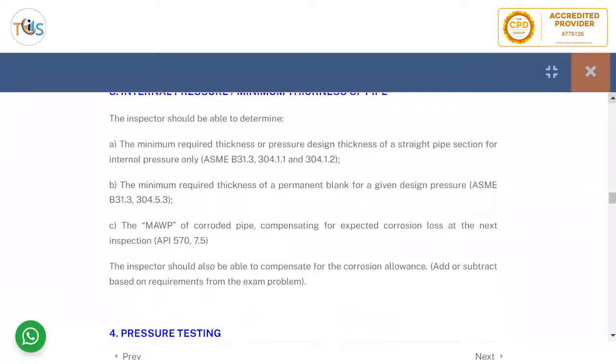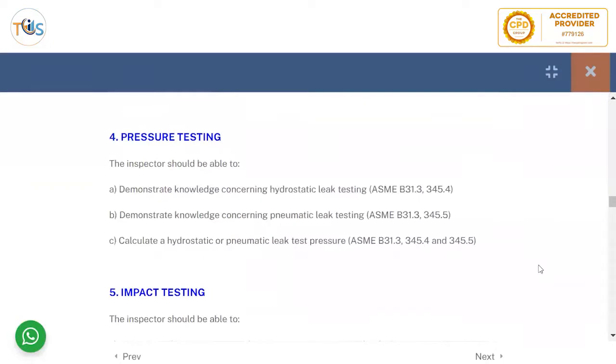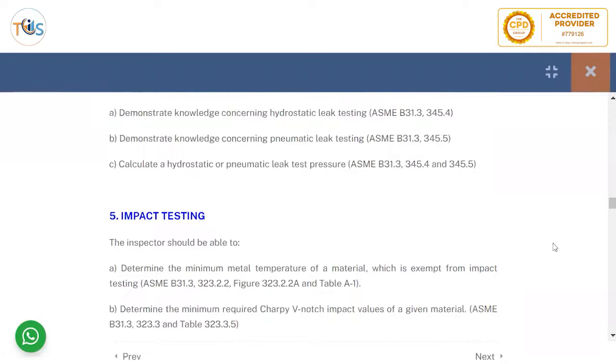Pressure, maximum thickness of pipe. Again, the section, and also here API 570 section 7.5. So section 7 is very important here, and these tables, 304, are very important for calculation. For pressure testing, you go to 345.4.5, and it normally explains, if you have a hydro test, a pneumatic test, or a leak test, what the duration is, what the pressure is, the holding time, and the steps that you have to take.